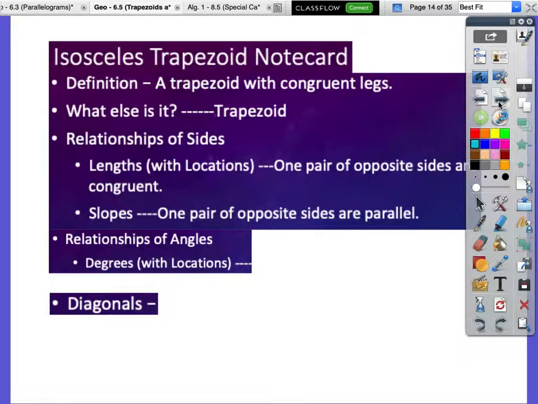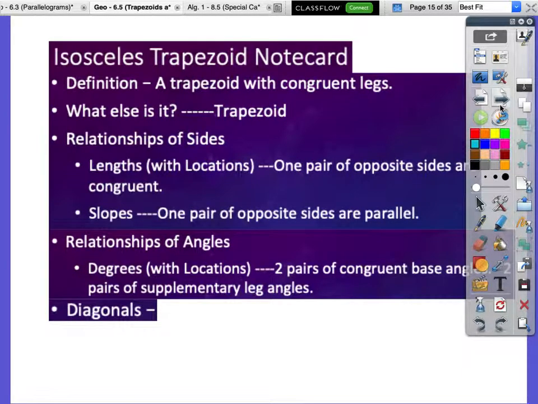What do we know about the angles? Okay, so we still know the two pairs of consecutive angles are supplementary, just like from a trapezoid. What else do we know? Do we notice anything else on an isosceles trapezoid? We notice another two pairs of consecutive angles are congruent. They shouldn't be the same angles as the consecutive ones. We'll talk about that. So two pairs of congruent base angles.